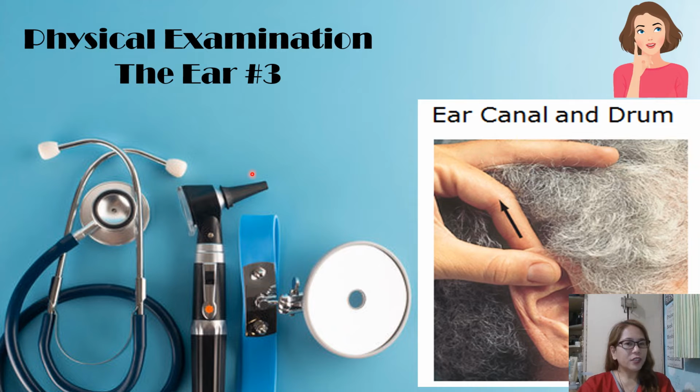Okay. So this is how you will check the ear canal and the drum. Okay, for patients older than 12 months, you can pull the outer ear gently up and back. Okay, but if they are younger than 12 months, you can pull the outer ear gently straight back. Okay, this will straighten the ear canal and make it easier to see the structure inside the ear. Okay, and then you can hold the otoscope at the handle with your pinky finger.